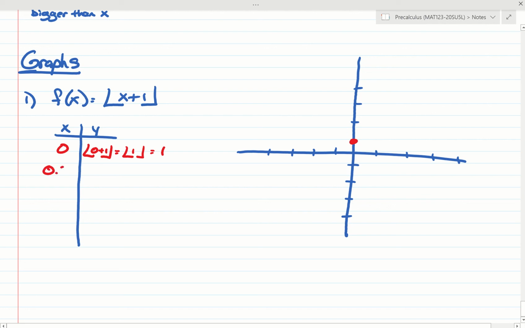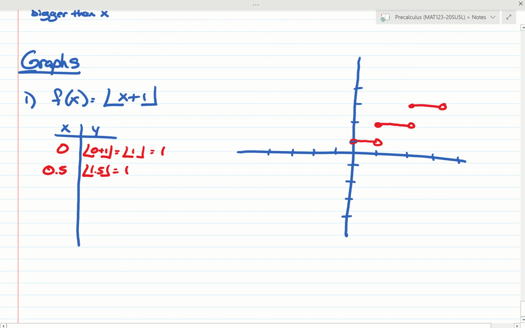What about if we had 0.5? Well, we would get 0.5 plus 1. And what's the floor of that? It would be 1. Getting to 1, it would jump up to be 2. And then we would kind of get this pattern going.